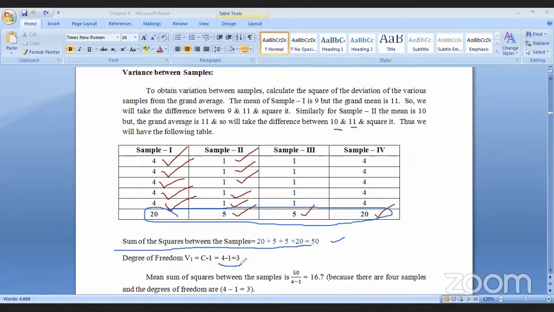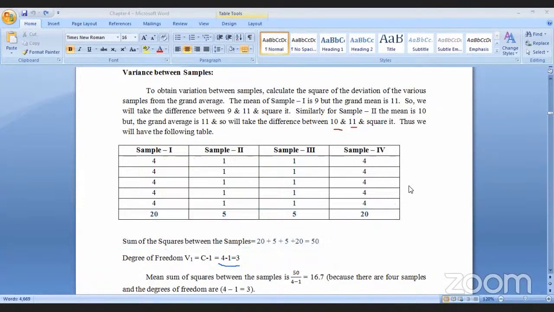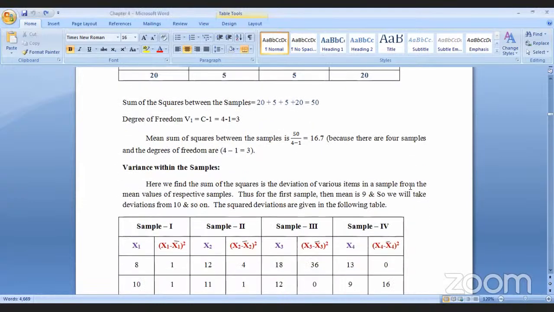SSC value is 50 and V1 is equals to 3. Then mean sum of squares between samples, that is 50 divided by 4 minus 1, that is 16.7. Because there are 4 samples and degrees of freedom, that is 4 minus 1, is equals to 3. So we got SSC value, degrees of freedom value, and mean sum of squares value also.